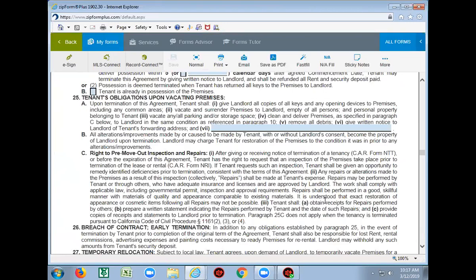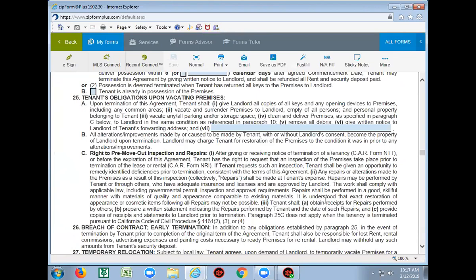Okay, 25. Tenant obligation upon vacating the premises. Upon the termination of the agreement, tenant shall give landlord all copies, all keys. You don't leave any copies. Tenant is not supposed to leave any copy. Doesn't matter how many keys you make a copy of, you have to return them. Well, certainly that's pretty much on their system. If they want to hire any keys, what can I say?